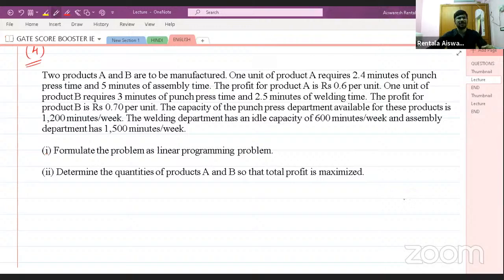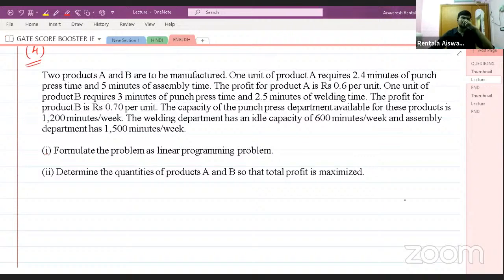I'll tell you an easy way to do this. Whenever you get these types of questions, the very first step is to identify the decision variables. Whenever some data is given and you are asked to solve an LPP related to this data, first identify the decision variables. Decision variables are those variables that you are going to decide ultimately, after solving the problem.